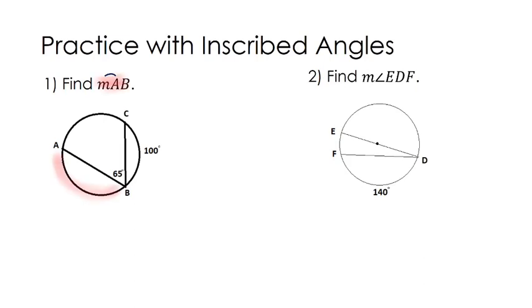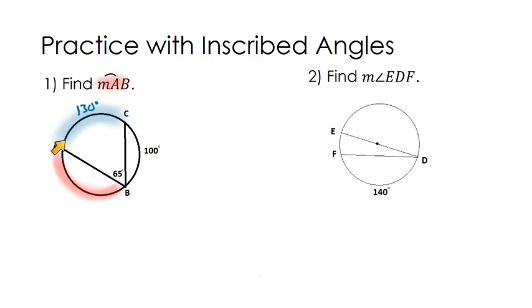Arc AB is this minor arc shown here. And with what's given in the problem, we don't have enough information to find it. But what we are given is this inscribed angle ABC with a measure of 65. And what we've learned is that if an inscribed angle has a certain measure, the arc that it intercepts will have twice that measure. In other words, 65 times 2 would give us the measure of arc AC.